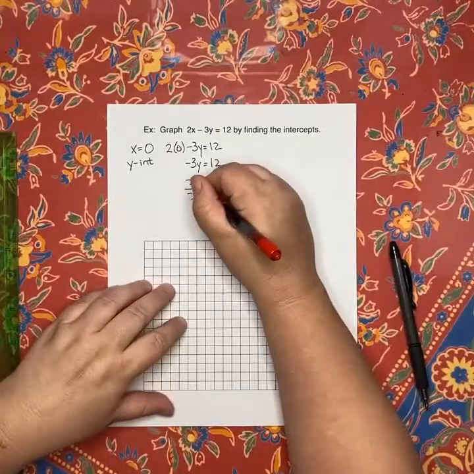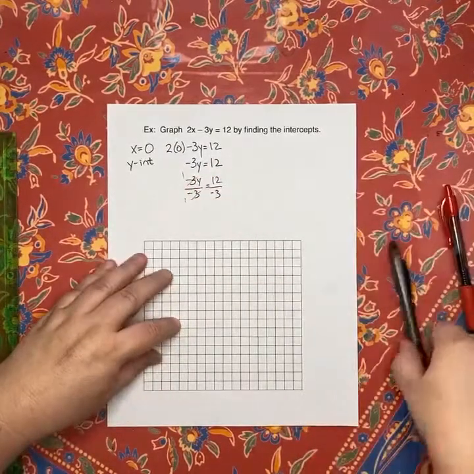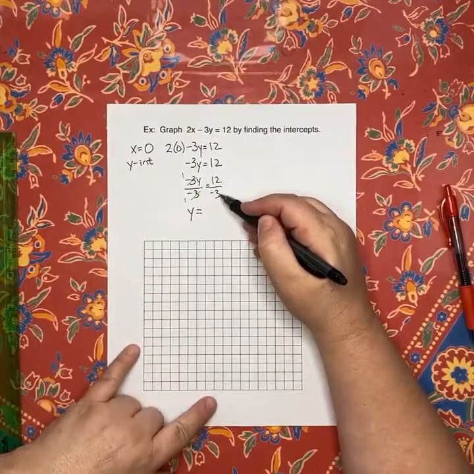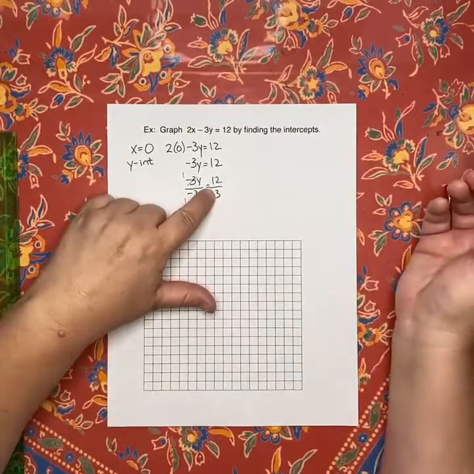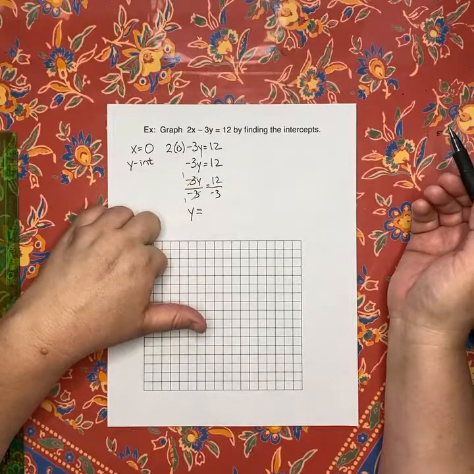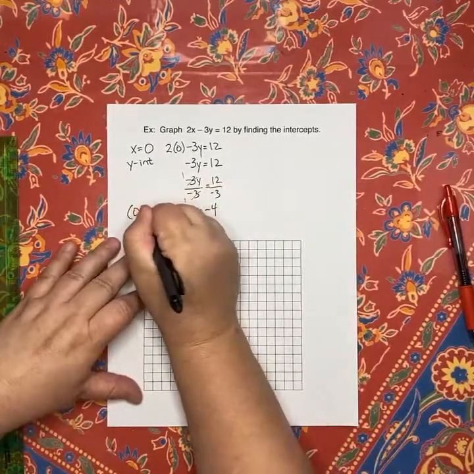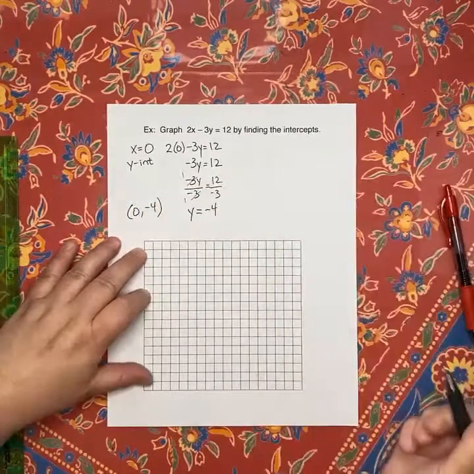We'll cancel the negative 3's over here, and we get y equals 12 over negative 3. 12 over positive 3 is 4, so 12 over negative 3 is negative 4. Okay, so we've got the point 0, negative 4.